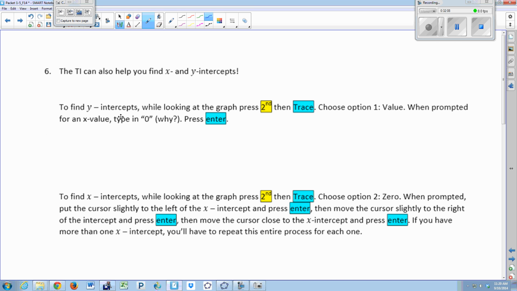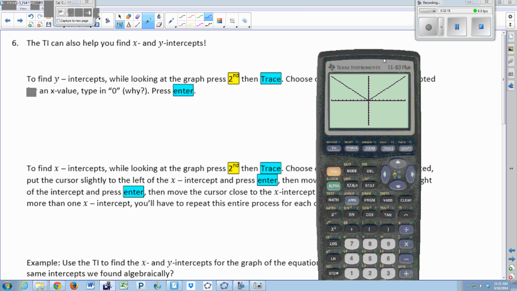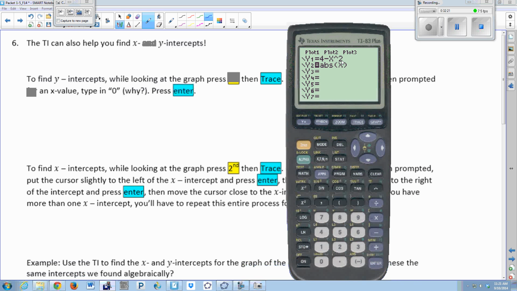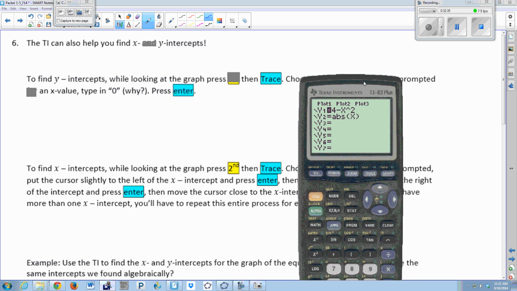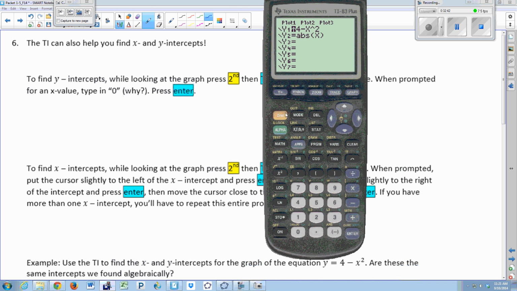Okay, so let's talk about how we can use the TI to do X and Y intercepts. Okay, so X and Y intercepts. Let's go back to our Y equals 4 minus X squared equation. So I'm going to turn my absolute value one off, and go up here to the 4 minus X squared equation, Y1. So to find my Y intercepts, I do something called second trace, and I choose option 1 called value. That's my calculate, and I want to find the value of y when x is 0. So if I press 0, I hit enter, and there's my y value, 4.